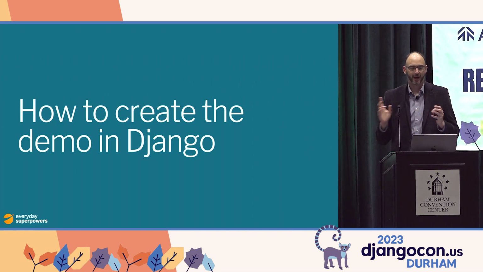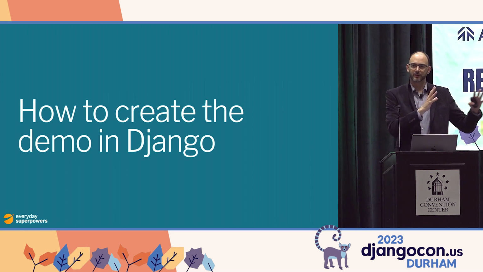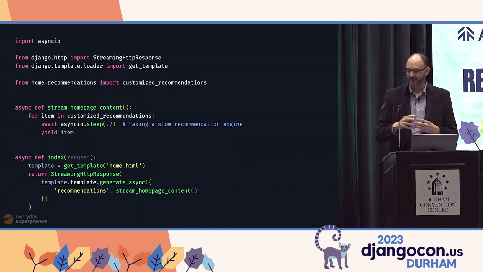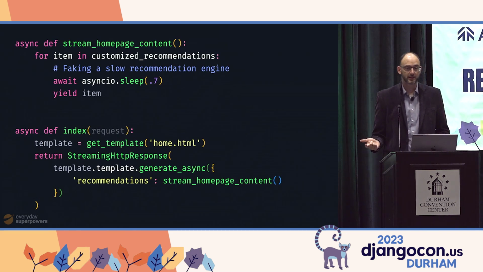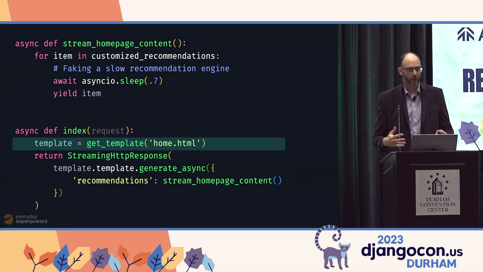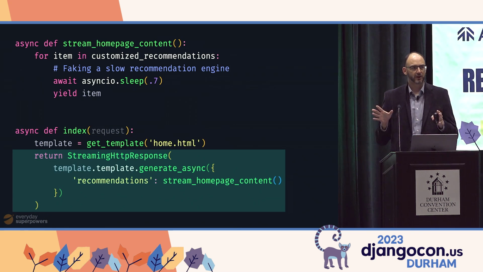And I want to show you how to do this in Django. So I'm about to show the code that powered the previous example that I made. Imagine it's a little bit harder to read, so I'm going to zoom in and get rid of the imports. So when a request comes in, it goes to this function. In this function, the first thing we do is grab the template, home.html. We then return a streaming HTTP response. Many of us probably are not familiar with this.